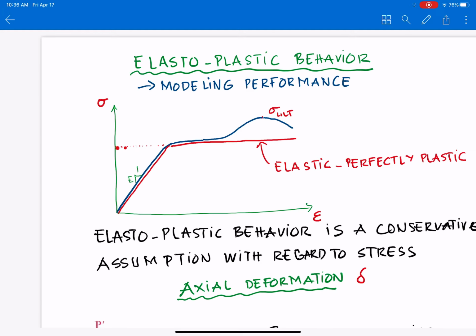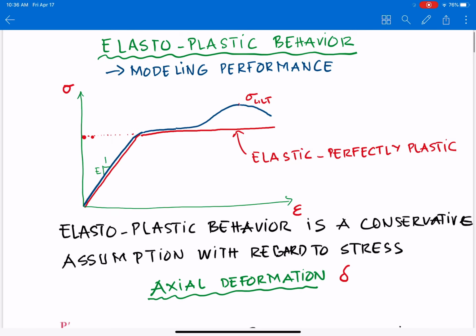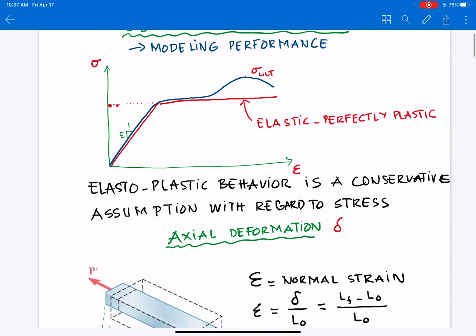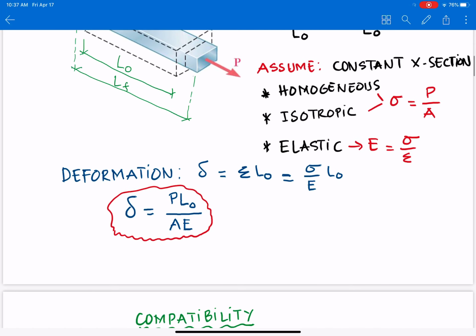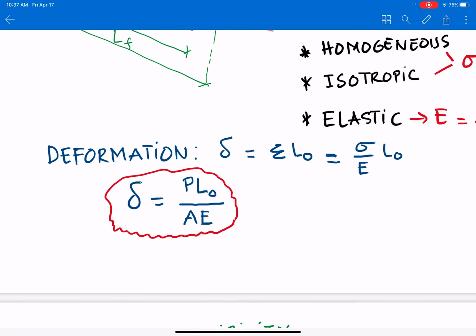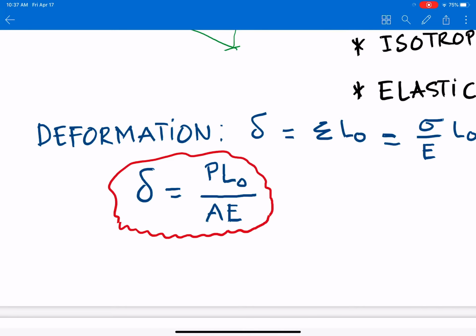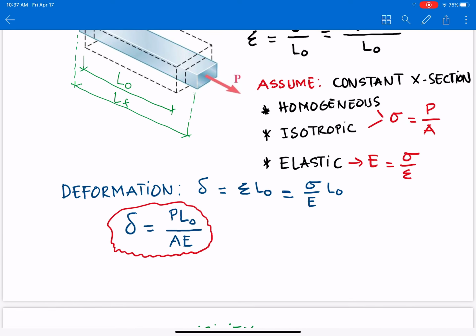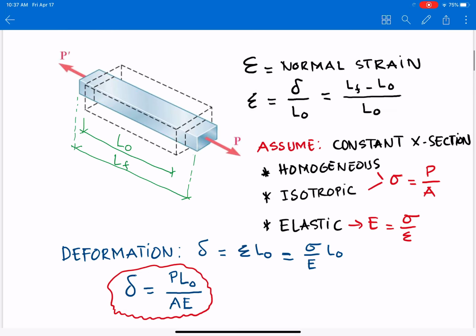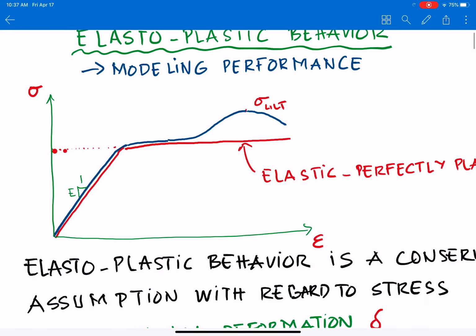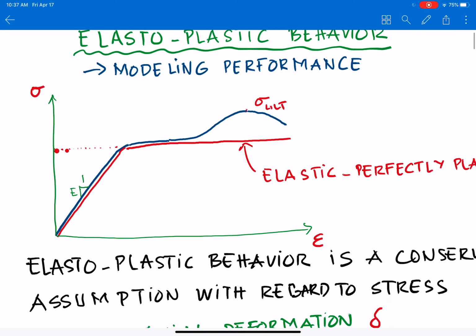So with that modeling performance, elastoplastic, the axial stress has to be less than the yielding stress to be in the elastic region, so that we can have delta equal to PL over AE that we use for the problem. So it has to be elastic to make this problem correct. Otherwise, if plastic, then the maximum sigma it can get is the yielding stress, because it's a horizontal line over there.